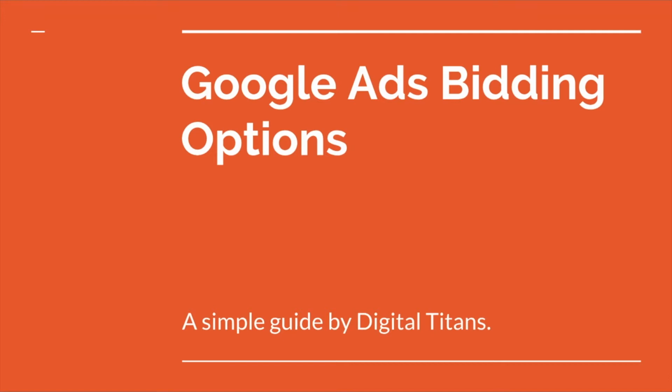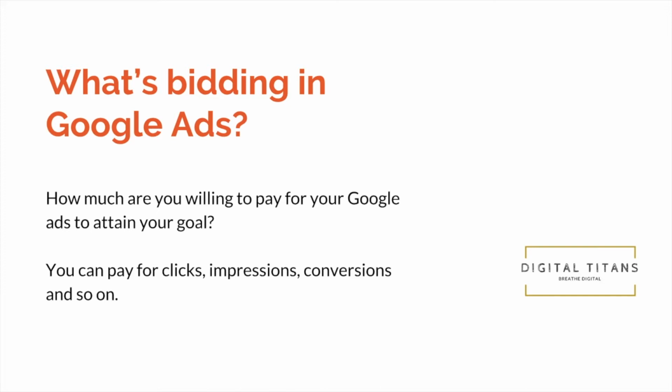So let's begin. Google Ads, which is the new name for Google AdWords, has bidding options as follows. Before we even begin, we need to understand what bidding in Google Ads is. I mean, when you talk about bidding, what do you actually mean? A lot of people have tried to explain this using a lot of examples, but the simplest way to look at what a Google bid means is how much you are willing to pay for your Google ads to attain a desired goal that you have in mind.